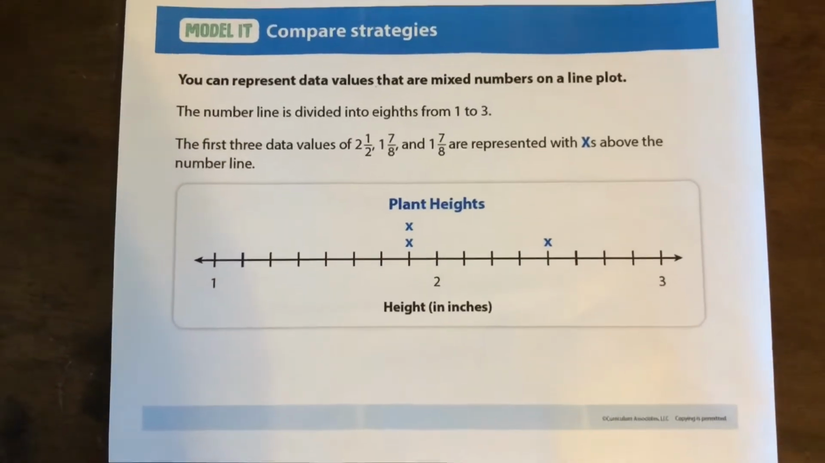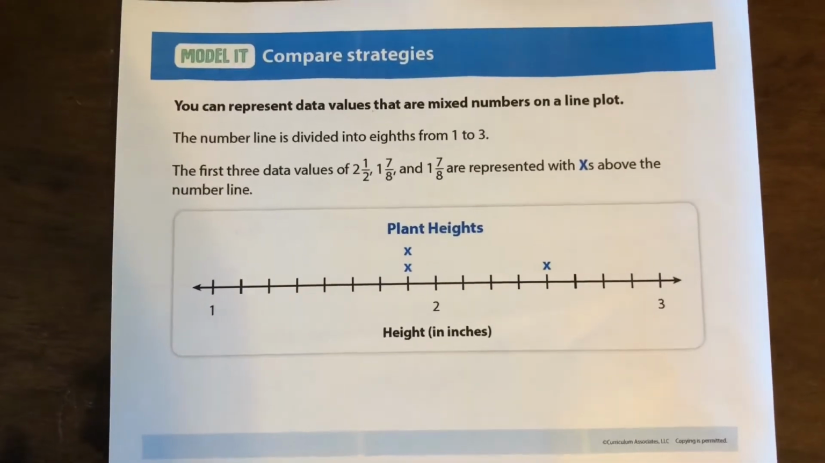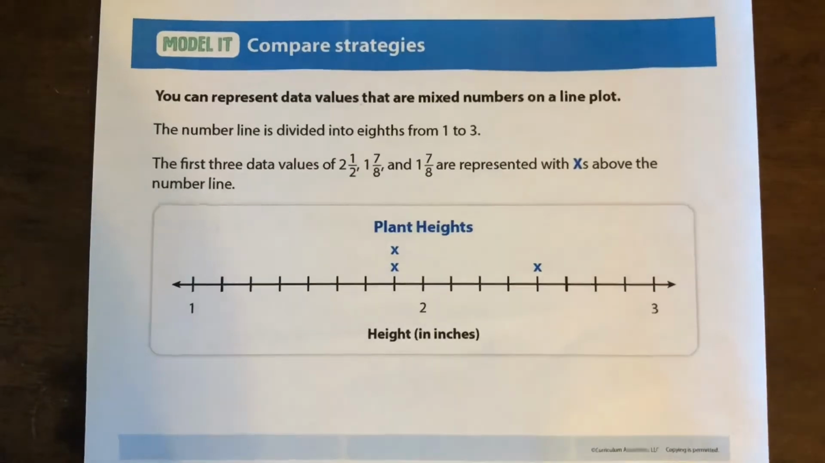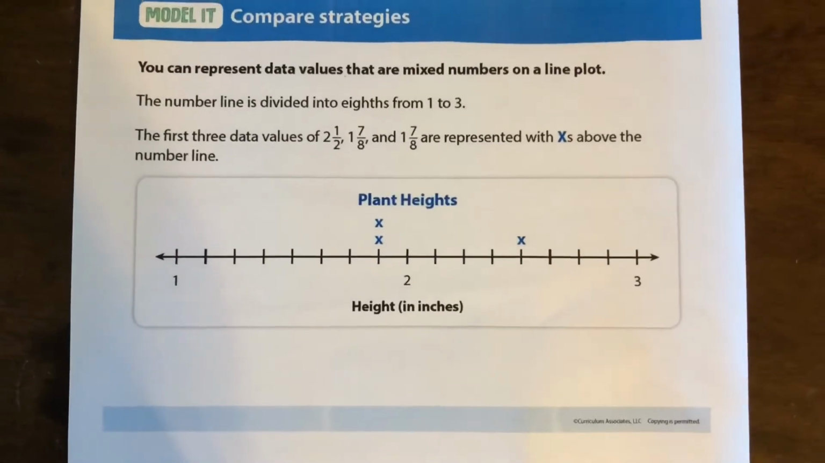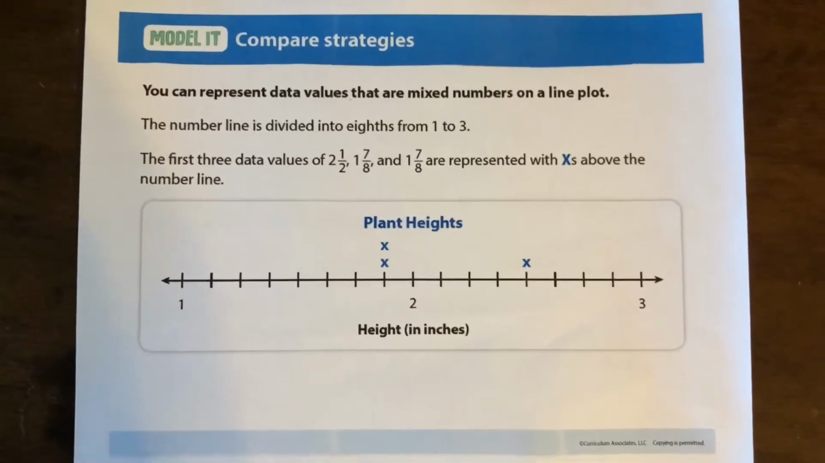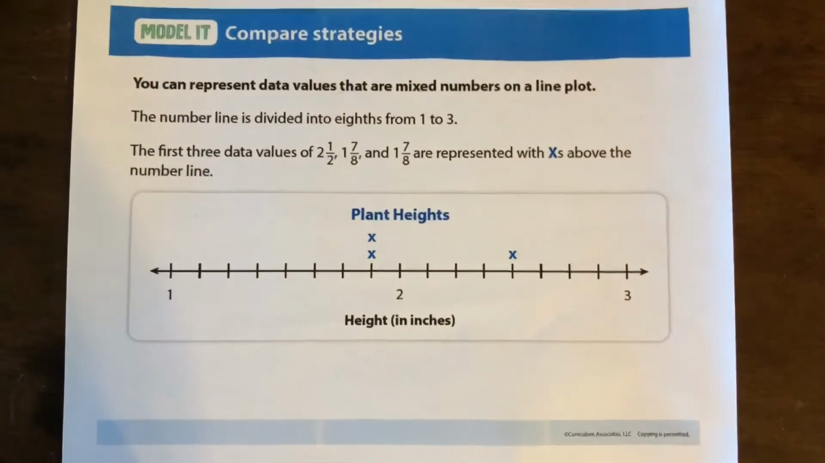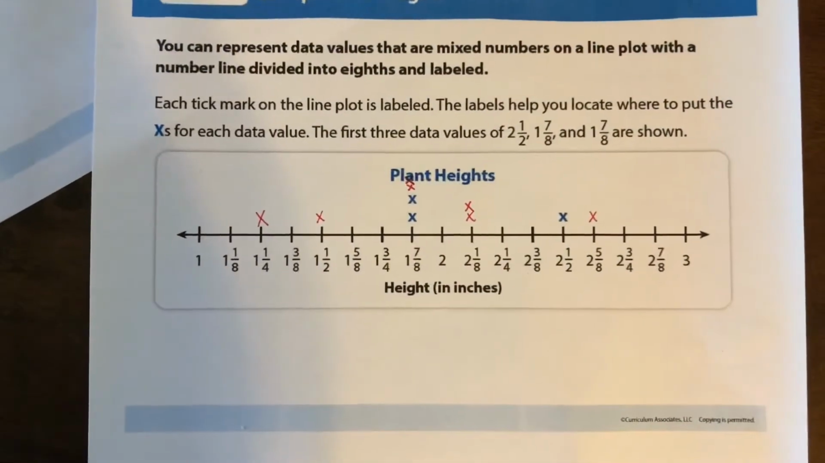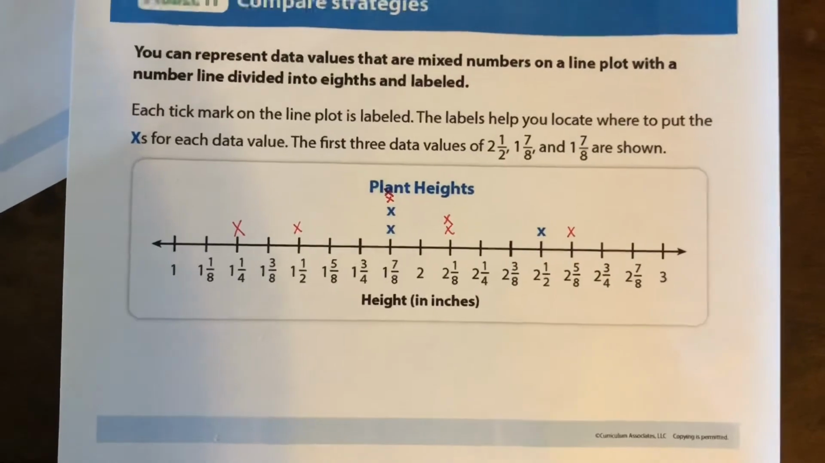So to make a number line for this problem, it's been divided into 8 parts, into 8ths, and it's ranging from the number 1 to 3. And the first 3 values that were given in my problem were 2 1/2, 1 7/8, and 1 7/8. They are represented with X's as you see here. Okay, now the line plot is completely labeled by 8ths.